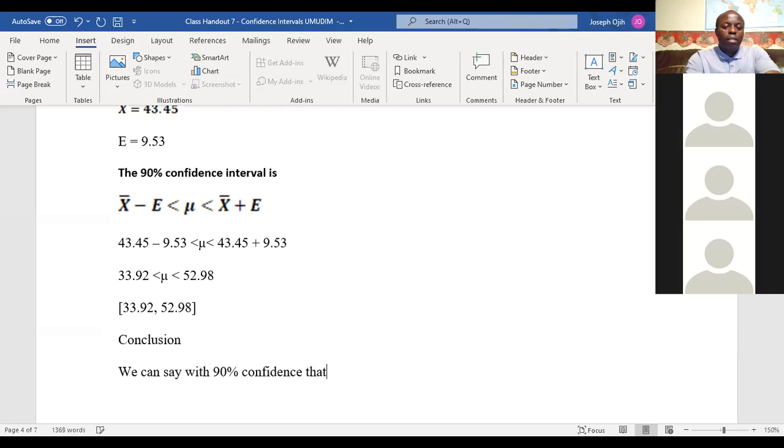Okay, that each state have on average, make sure you put the average. Average is very important. Without average, you cannot get full point because it is the average you are trying to estimate here. So you have on average between 33.92, sorry, 92 to 52.98 thousand.